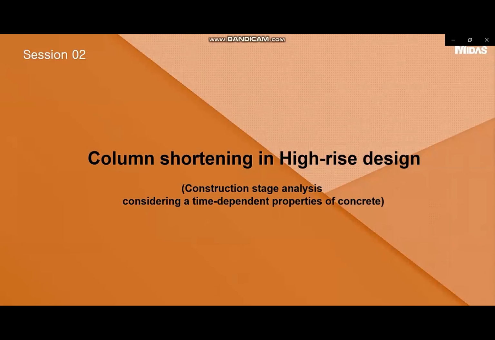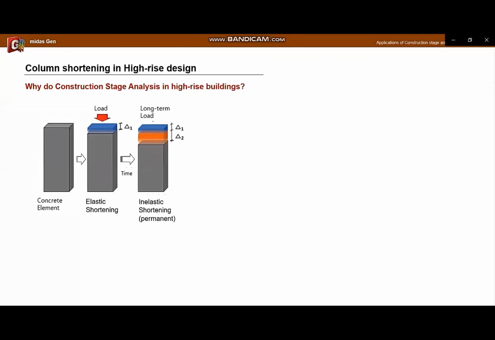The following is about the evaluation of column shortening in high-rise buildings. Column shortening means a technical task that evaluates the vertical deformation of a vertical member in consideration of time-dependent material properties. When an axial force acts on a concrete element for a long time, the concrete element will have elastic shortening by loads and inelastic shortening by non-homogeneous properties of material.